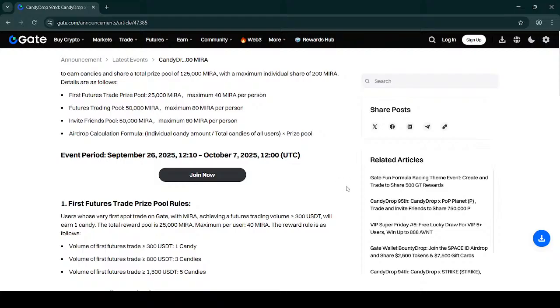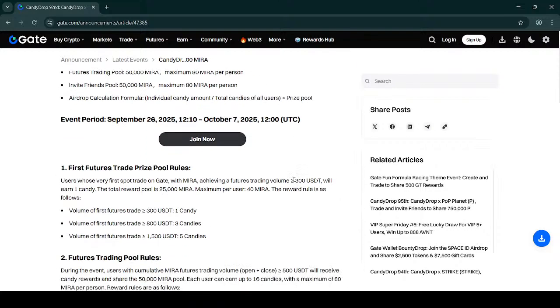So yeah, this event started September 26th, 2025, and ends October 7th, 2025, at 12 UTC, guys. So join right now, guys.